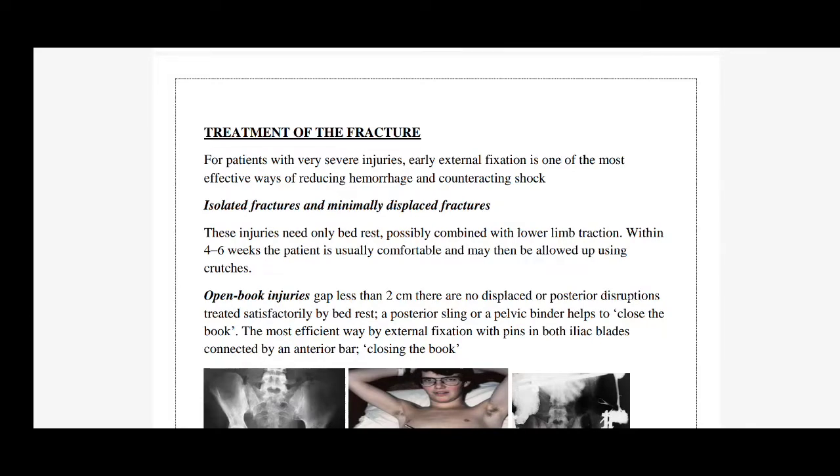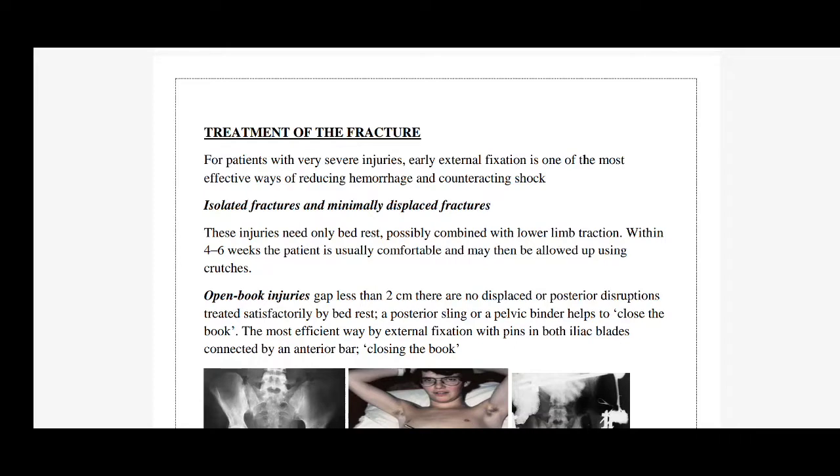And this external fixation has its indication for pelvic injuries. Isolated fracture and minimally displaced fracture need only bed rest, possibly combined with lower limb traction to hold the patient in bed for 4 to 6 weeks, and the patient is usually comfortable and may then be allowed up using crutches with partial weight bearing.